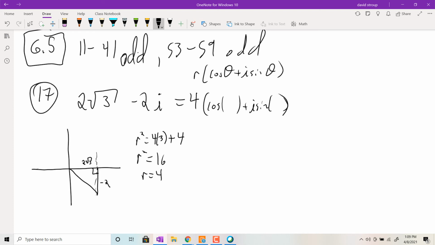And for the angle, then, you just use the tan of theta formula. Tan of theta is y over x. So I'm looking for an angle theta such that the tan of that angle is equal to -2 all over 2 root 3, which is -1 all over root 3. It needs to be in the fourth quadrant, and of course that'll be some variation of pi over 6. So 11 pi over 6 to get me into the fourth quadrant. Okay, and that's it.